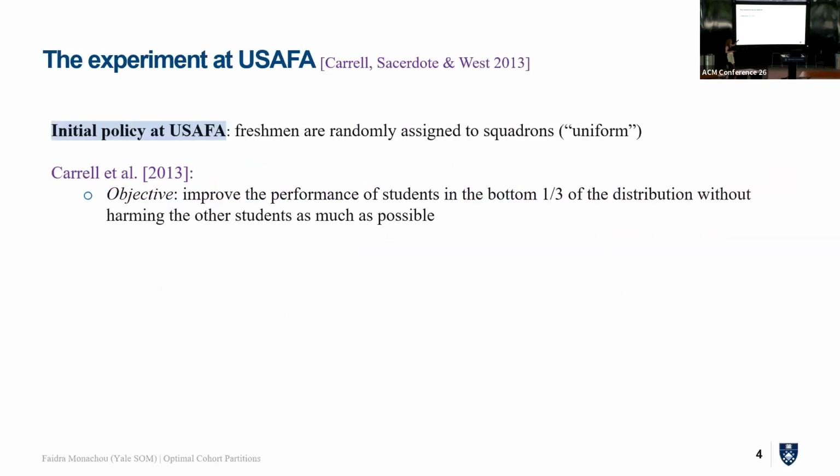One of these papers is this economics paper by Carrell, Sacerdote, and West 10 years ago. So Carrell and his team went to the US Air Force Academy. The US Air Force Academy uses what we call a uniform policy for their students. Basically, freshmen are randomly split into squadrons. But the Academy and Carrell wanted to change this policy with the goal of improving the performance of the students in the bottom one third of the distribution without harming the other students as much as possible.